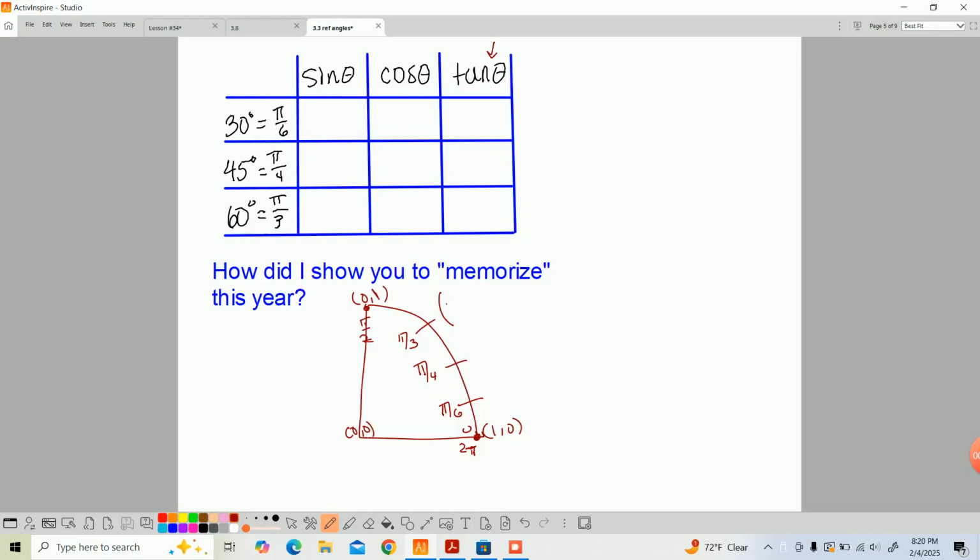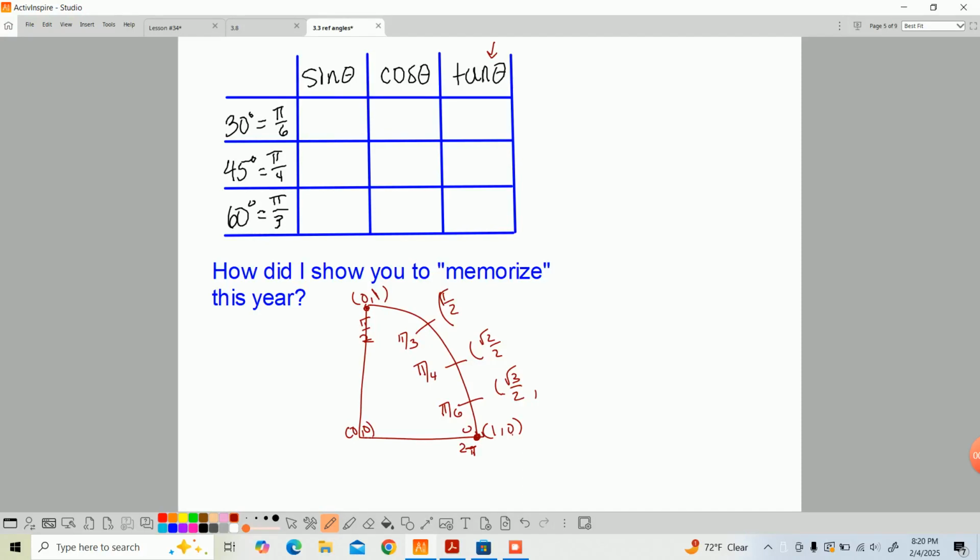We go from 0, and since everything is a square root of something over 2, how do we go from 0 to 1? Well, we just count up. So we'll do square root of 1 over 2, square root of 2 over 2, right? Square root of 3 over 2. And then this one comes from the square root of 4 over 2.